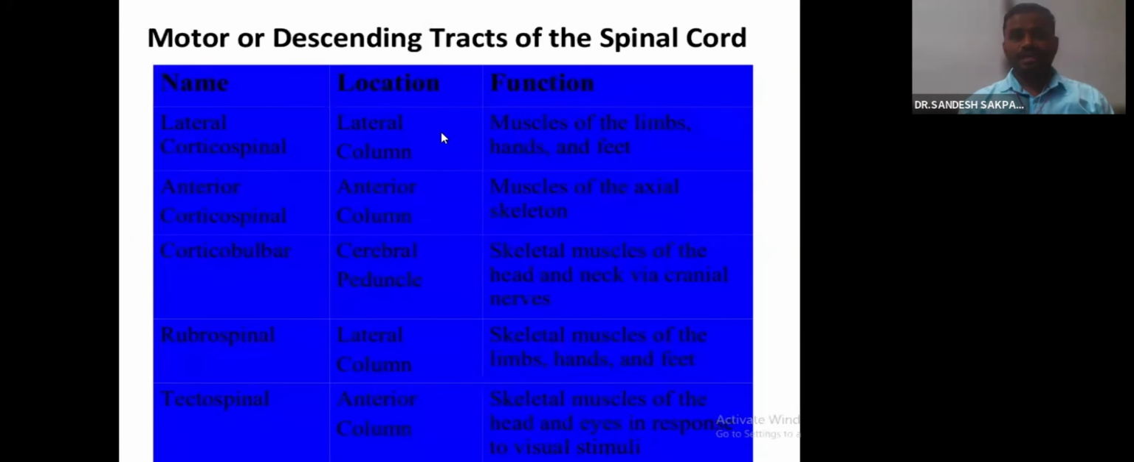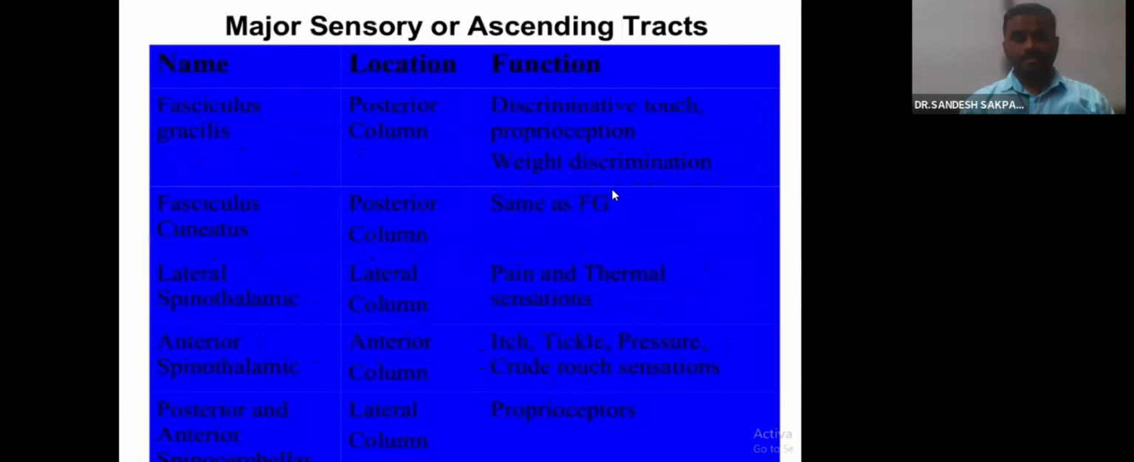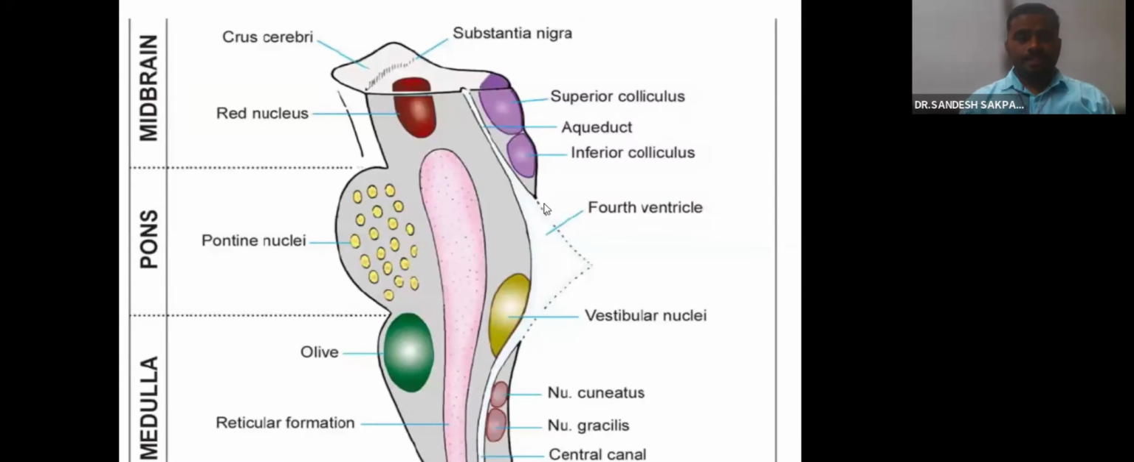We have different descending and ascending tracts, just revising fast. So corticospinal, anterior corticospinal, corticobulbar, rubrospinal. These are the descending tracts or the motor tracts, and we have the vestibulospinal tract and reticulospinal tracts. Then we have ascending tracts, which are the sensory part, mainly the fasciculus cuneatus and gracilis. We call them the dorsal column tracts, then lateral spinothalamic, anterior spinothalamic, and spinocerebellar tracts.